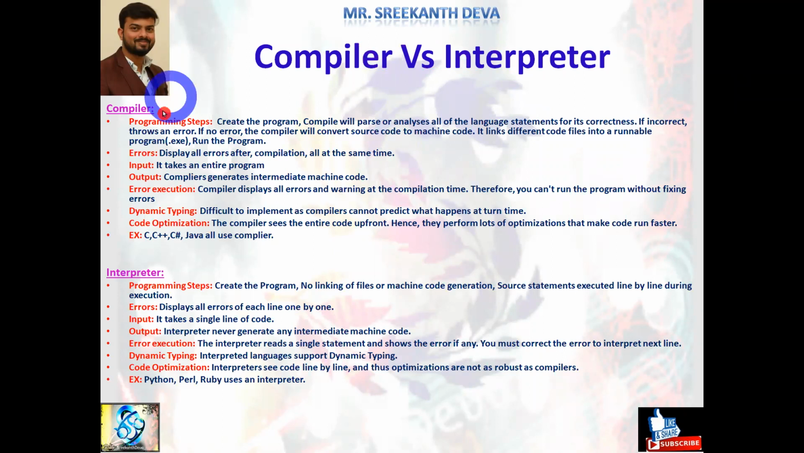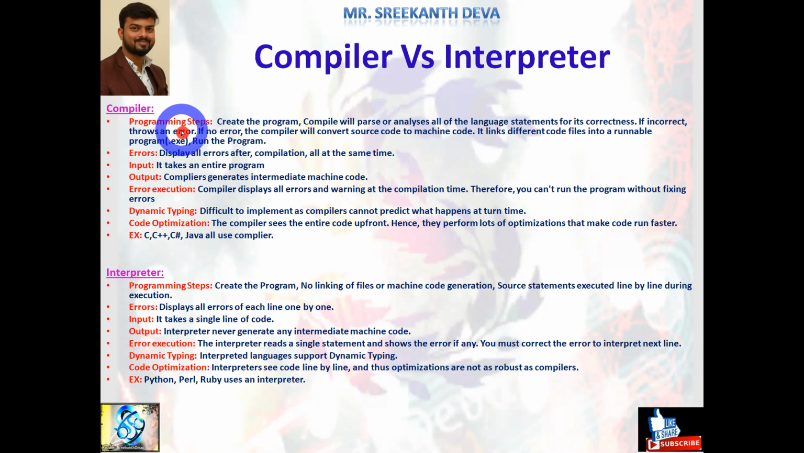Here I have written some steps involved in the difference between compiler and interpreter. The first step, like programming steps, generally creates a program. The compiler will parse or analyze all of the language statements for correctness. If incorrect, it throws an error. The compiler checks the syntax of the particular programming language. If there is any syntactical mistake in the code, then it generates an error. That error is called a compile time error.